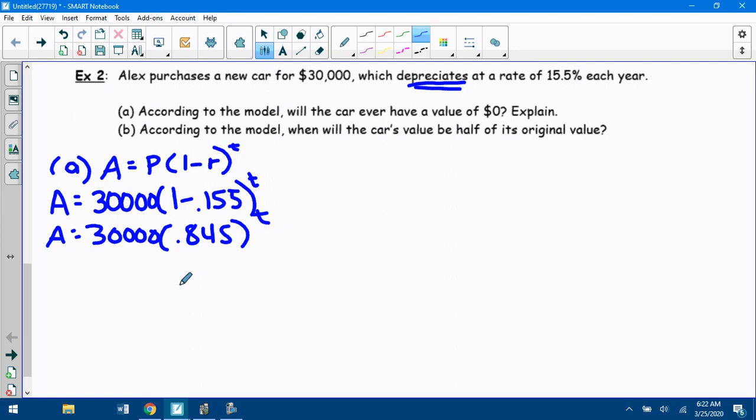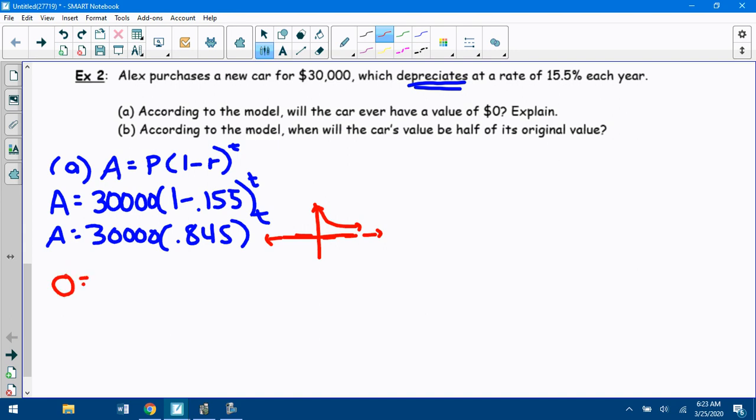Will the car ever have a value of 0? Well, there's a couple ways to answer this. We could think about it graphically. So graphically, this is an exponential equation. Oops, it's decreasing. So it's starting up here and going down. Do you think it's ever going to reach 0? Well, remember, exponentials have a horizontal asymptote at 0. And this isn't shifted up or down at all, so it's never actually going to reach 0. So graphically, no, because it won't reach 0. Let's see what happens algebraically.